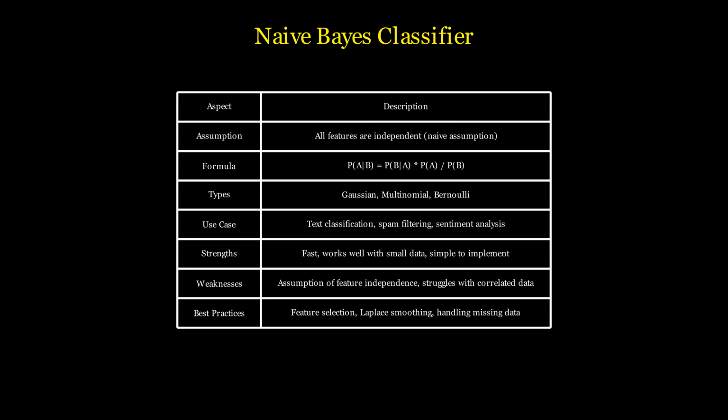In conclusion, naive Bayes is a simple yet powerful algorithm, especially for text classification. Despite its unrealistic assumption of feature independence, it performs well in many real-world applications. By carefully selecting features and applying techniques like smoothing, it can be effectively used for classification tasks.